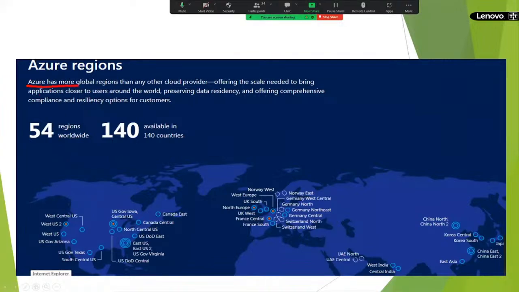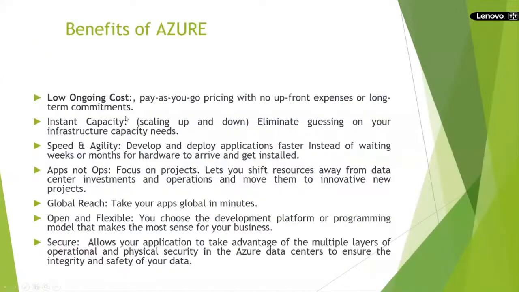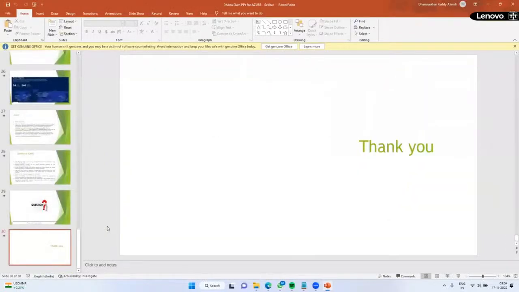Azure has more global regions than any other cloud provider; here the competitor is AWS. This offers scale and lets you bring your application closer to customers. If there are any issues, they can sort them out immediately, with low network latency, and they provide good support if you face any issues. Because of that, Azure has a lot of demand in the market, and most clients are migrating from AWS to Azure as well. The benefits of Azure are low cost, instant capacity, speed and agility, global reach, modern and very flexible, and also very secure. This is the overview of Microsoft Azure.